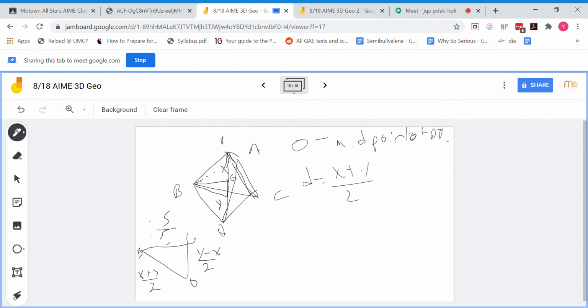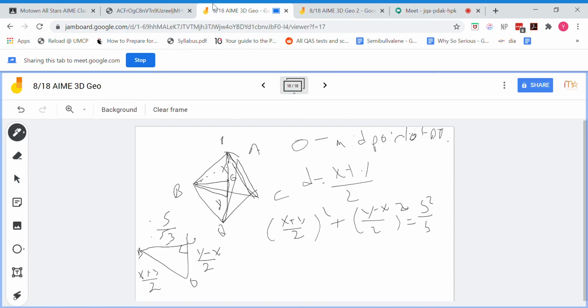And so we have a Pythagorean theorem equation, and we know s, so we can write it in terms of x and y. So we have ((x+y)/2) squared plus ((y-x)/2) squared equals s squared over 3. Alright, so pretty simple.